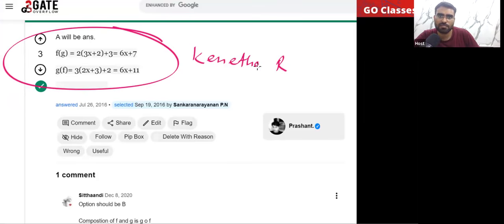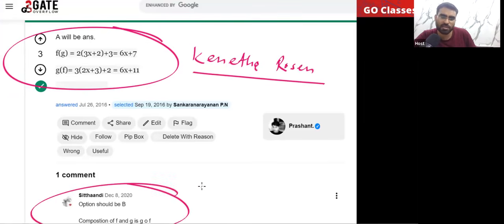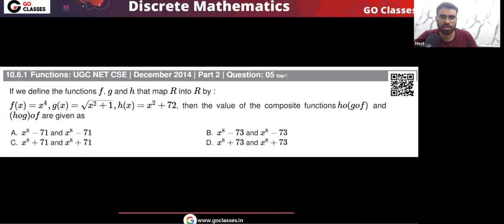This answer is according to Kenneth Rosen, and this answer is according to the Stanford article. So that is the beauty of dumb questions. Okay, is this clear? Let me know. Please tell me. Understood? Now let's move on.